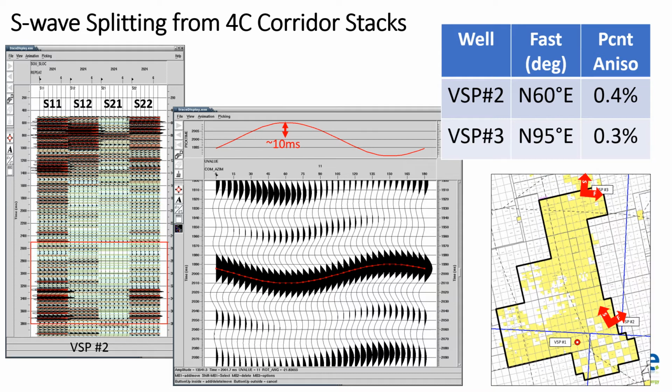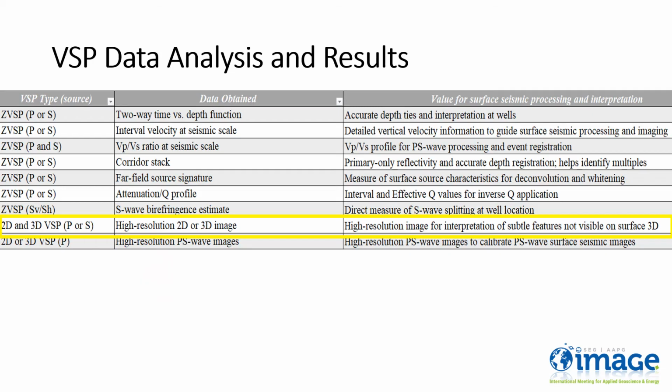At this location in the south, we see a fast direction of roughly north 60 degrees east, but with a very small time delay that equates to a percent anisotropy of only around 0.4%. At VSP number 3 to the far north, we see a slightly different orientation, but still a relatively small amount of anisotropy.